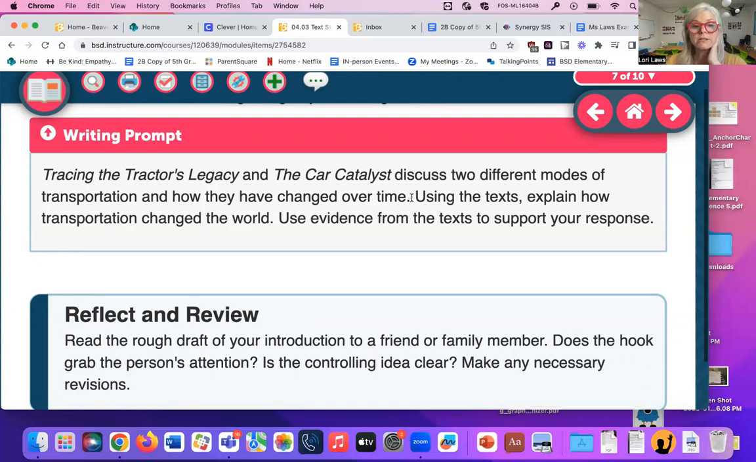Go ahead, Christian. Using the text, explain how transportation changed the world. Use evidence from the text to support your response. Okay, and then the third paragraph, remember we said, is about how transportation has changed the world.